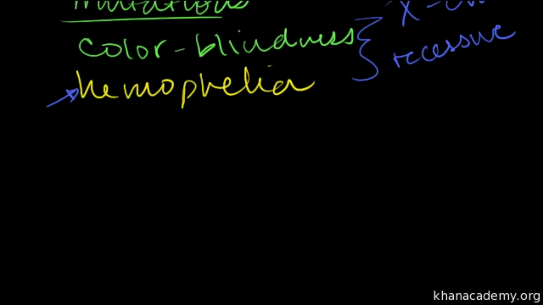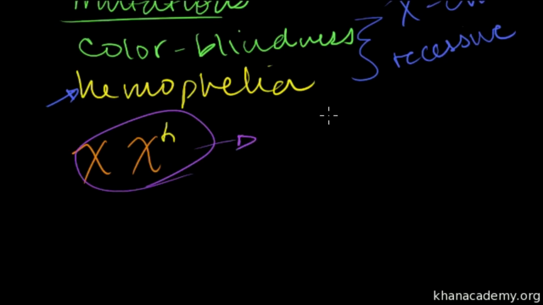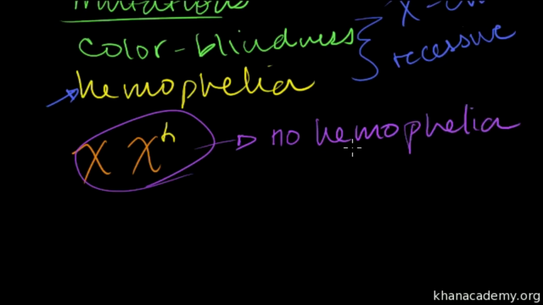So for example, if there's a woman, and let's say this is her genotype. She has one regular X chromosome, and then she has one X chromosome that has, I'll put a little superscript there for hemophilia, the hemophilia A mutation. She's just going to be a carrier. Her phenotype right here is going to be no hemophilia. She'll have no problem clotting her blood.